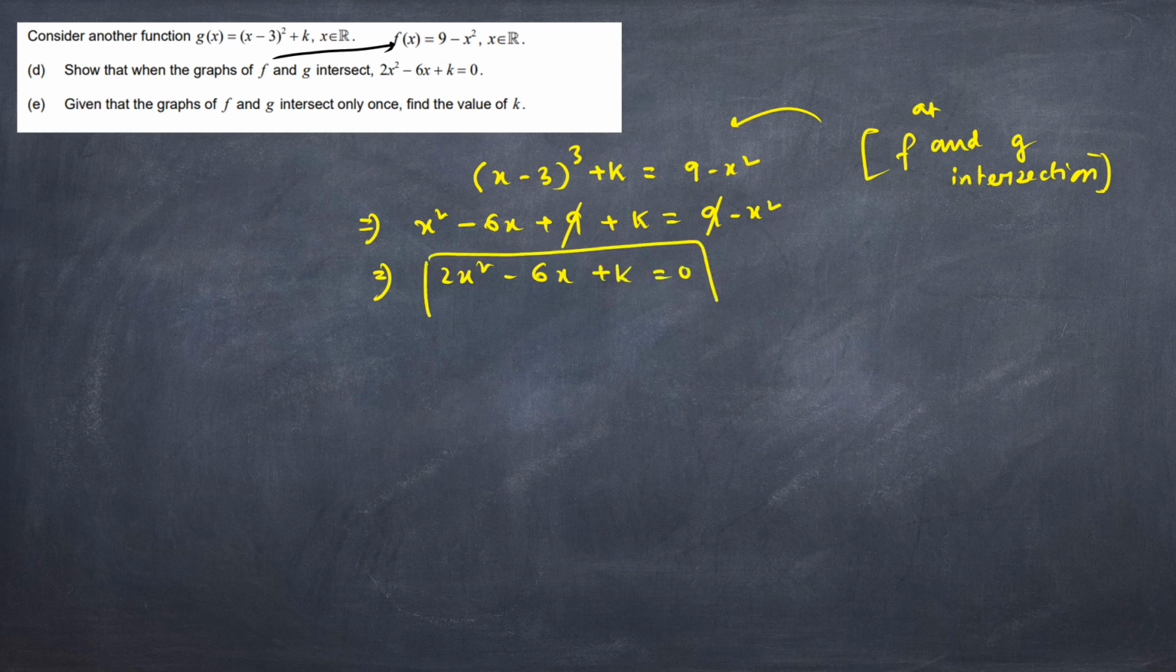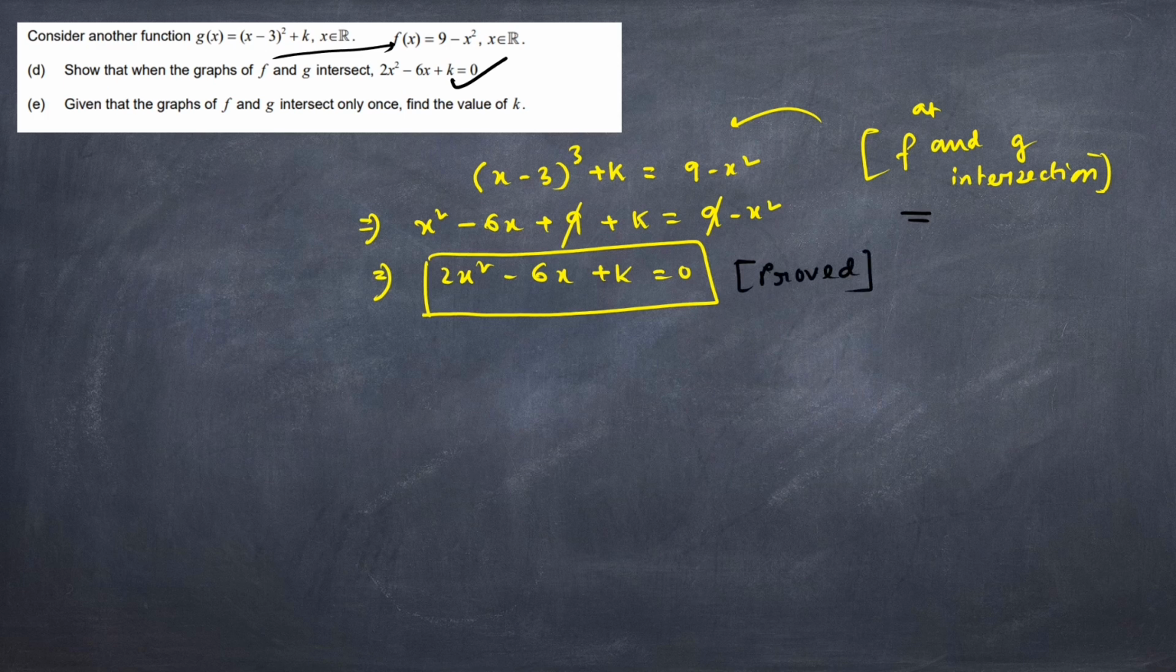So as you can see, if you know the condition that at the intersection point two graphs will be equal, the problem is done. It is a very simple question. Just at the intersection point the graphs will be equal. So this is proved.